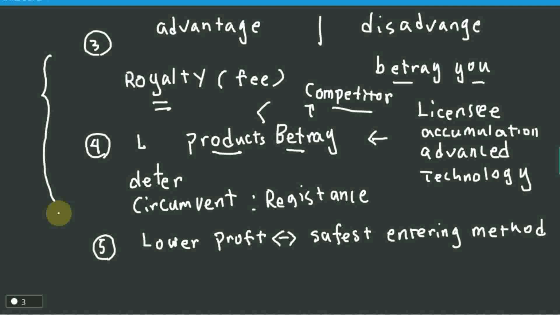Contrary to that, we have the disadvantages of a licensing contract. Number one disadvantage: limited control of the local market. I told you the reason, because you just have a contract to transfer your technology, not capital. So you have no right, no authority to control the management there, to control the manpower there. You just control the quality.